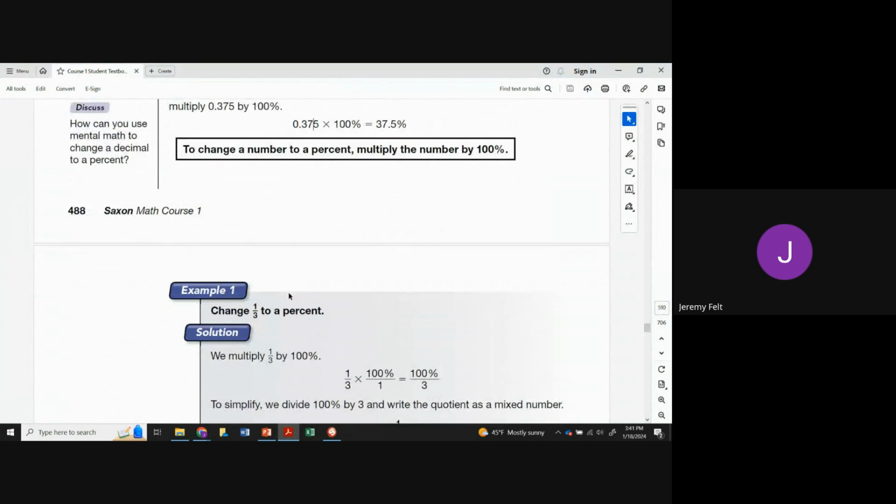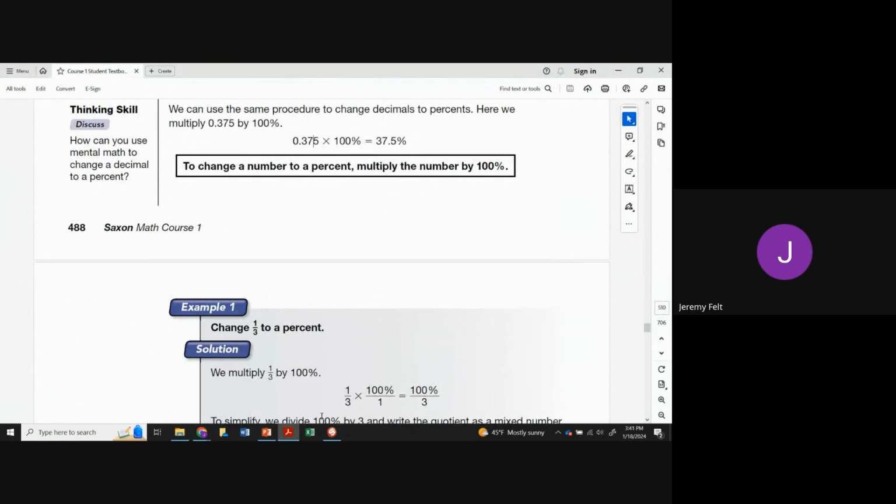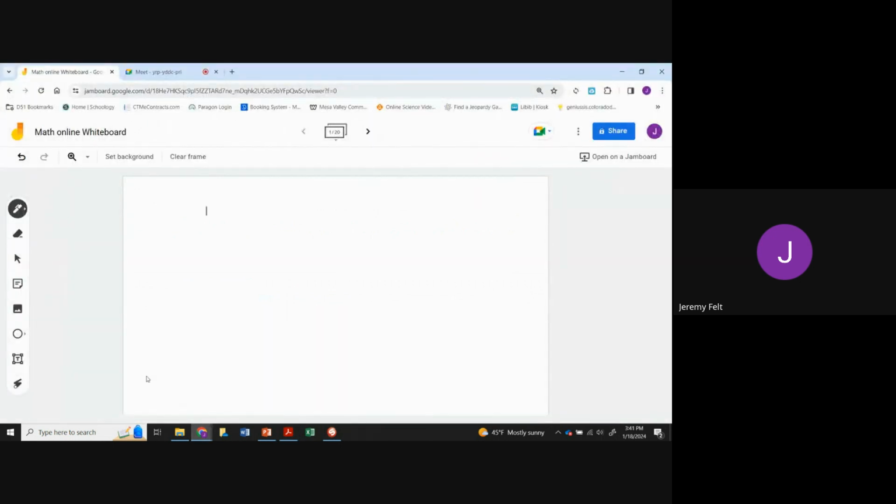Okay, so if we want to make 1/3 a percent, this one might be a little tricky because it's a repeating decimal, but we could do 1 divided by 3, and that equals 0.3 repeating. So 3, 3, 3, 3, 3 on forever. So we move the decimal 2 places to the right, and we get 33.3 repeating percent.